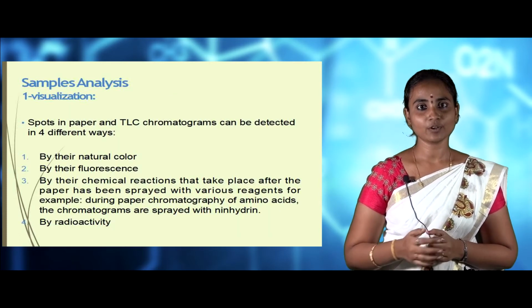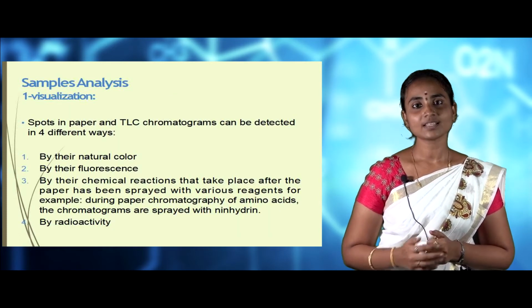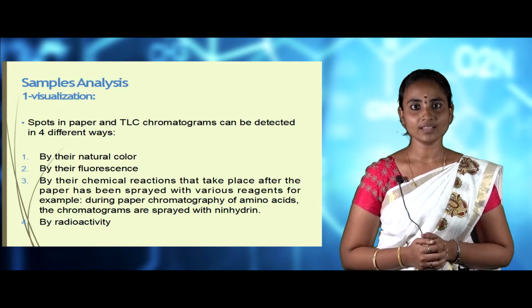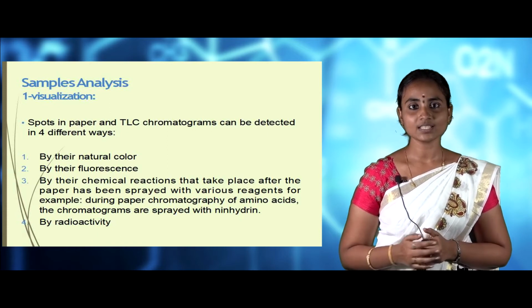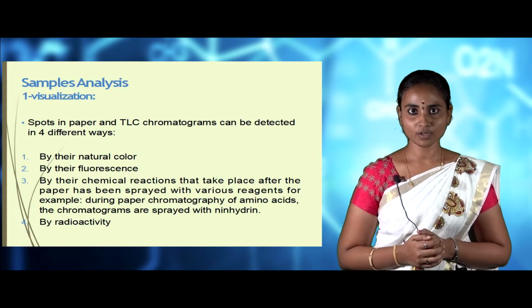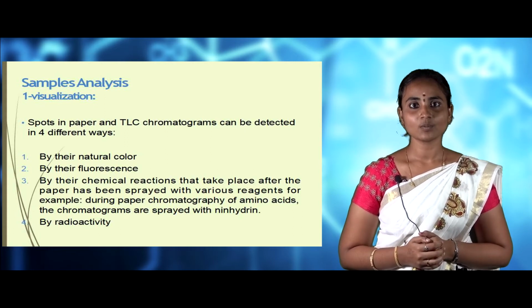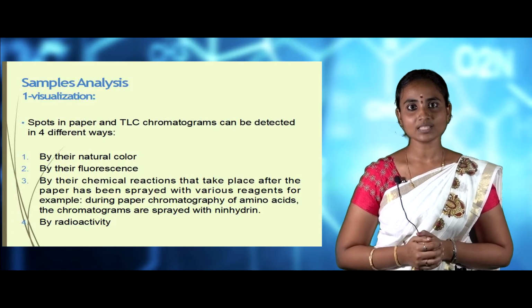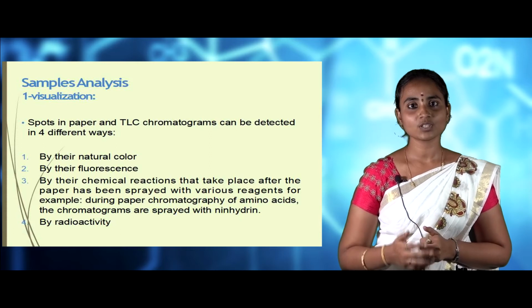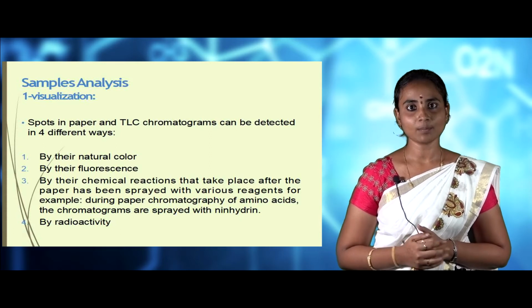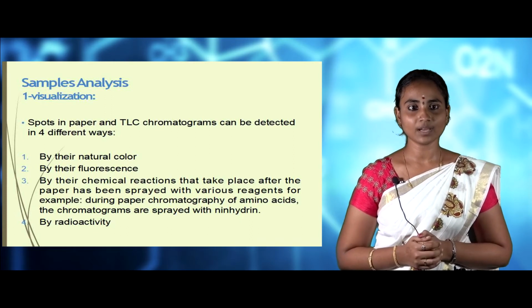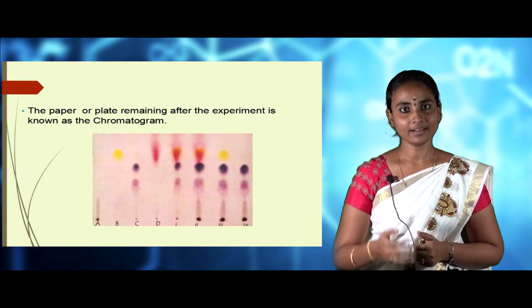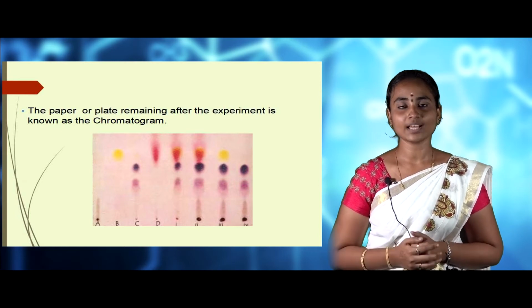In thin layer and paper chromatography, after the mixture gets separated, it has to be analyzed in the following ways. The spots in paper and thin layer chromatography can be detected in 4 different ways: by their natural color, by their fluorescence, or by chemical reactions. In paper chromatography, the chemical bonds formed between the solutes and the solvents can be adsorbed onto the stationary phase, which can be viewed through various reagents. For example, amino acids can be viewed with the help of ninhydrin reagent, or they can be detected by their radioactivity.